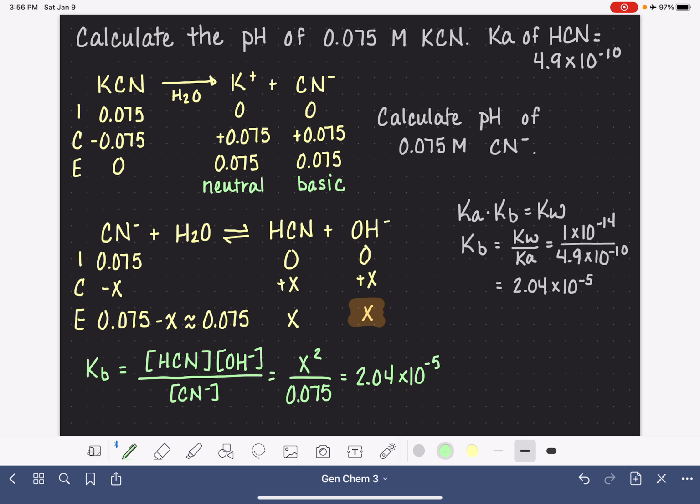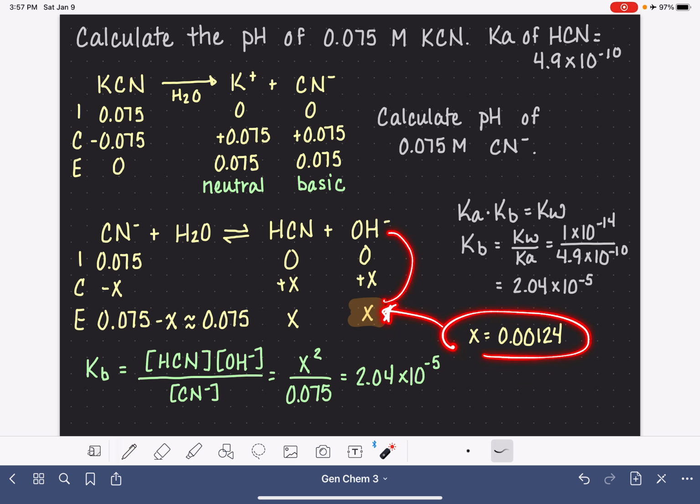And now we just need to solve for x. So working on this math equation right here, when we solve for x, it is 0.00124. And remember that x represents the OH minus concentration in our ice table, which means that we can use x to calculate the pOH.